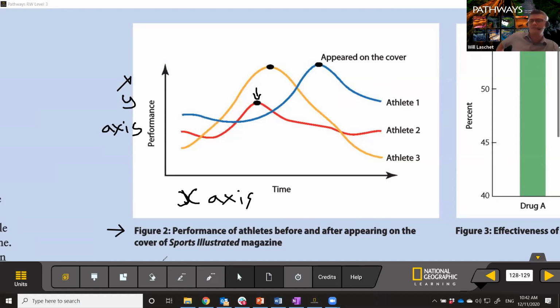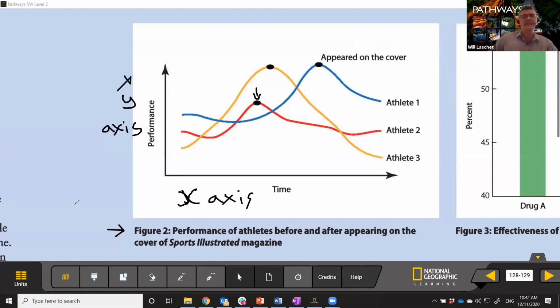Okay, so this graph, what can we say happened? So their peak performance was when they appeared on the magazine. And what happened after they appeared on the magazine? To all three athletes. It was the highest time. So after they appeared, there was a decline, right?